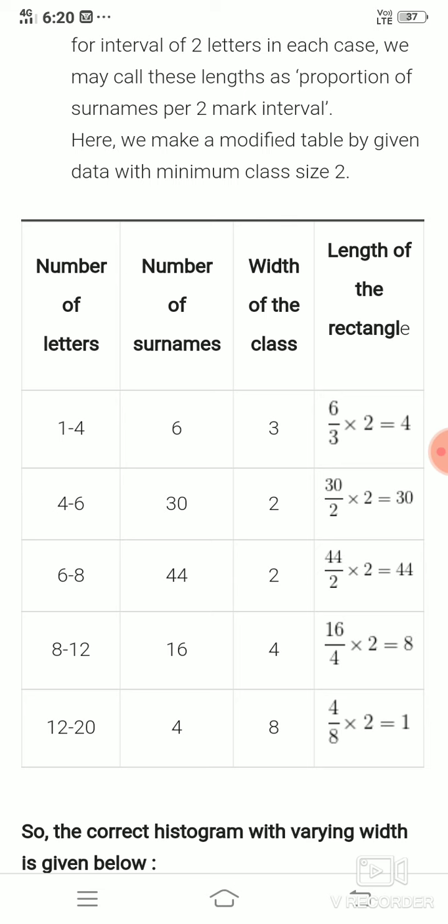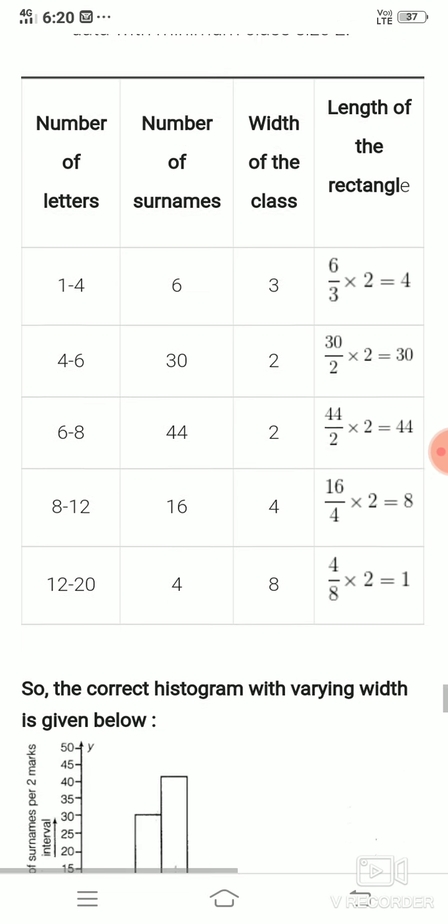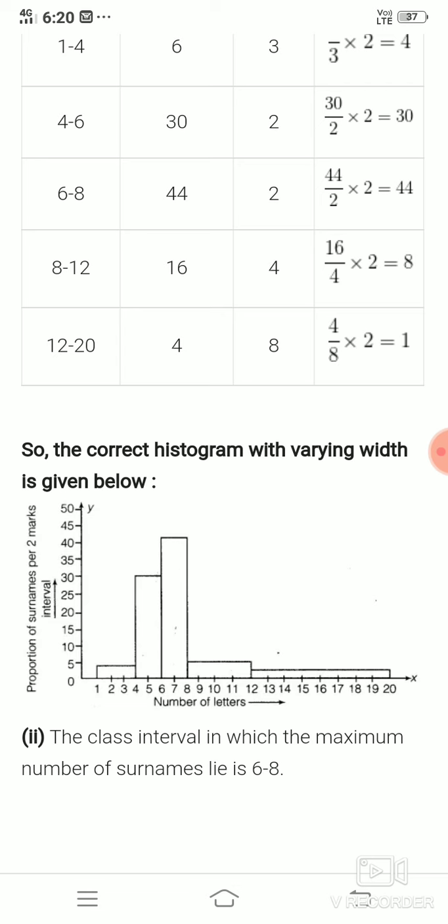So why is this change? For 4 to 6, 6 to 8, the class width 2 is given. Use this, so your choice is 2. So it is 2 by the given width into the given frequency. That is first one, 2 by 3 into frequency 6. Next 2 by 2 into frequency, next 2 by 2 into frequency, next 2 by 4 into frequency, next 2 by 8 into frequency. Using this you can draw your histogram easily.